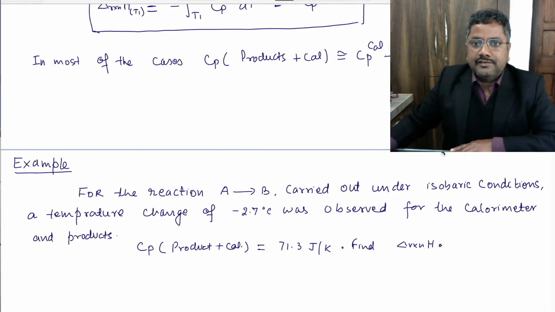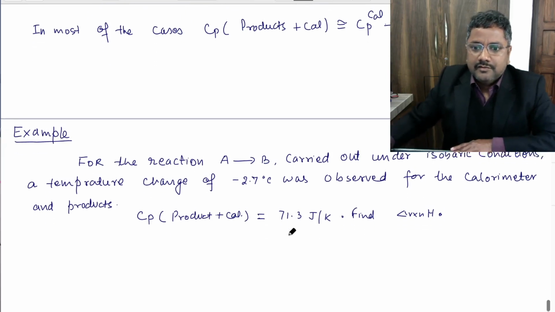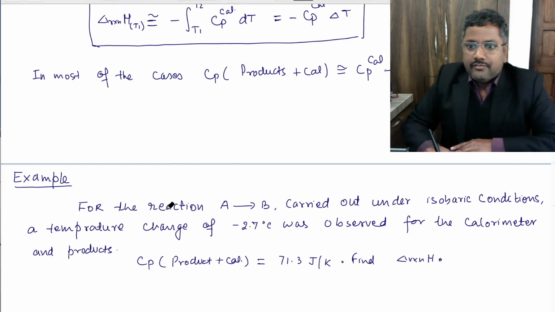Well, see, there is one example now we have for this measurement of enthalpy. This is a very simple example I have taken. See, for the reaction A to B carried out under isobaric condition, a temperature change of minus 2.7 degrees Celsius.